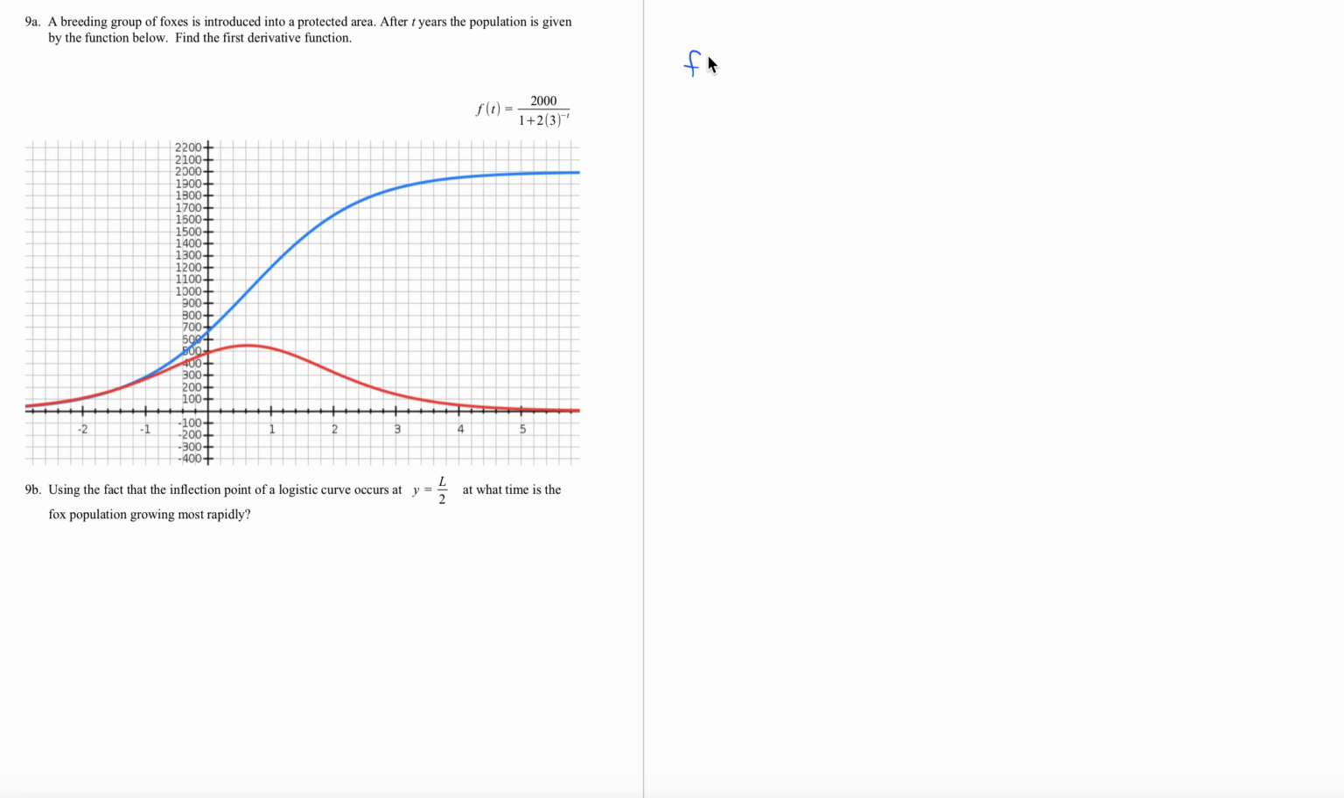Alright, so first of all, we'll use the quotient rule for this. It's the derivative of the top times the bottom, minus the derivative of the bottom times the top, and divide by the bottom squared.